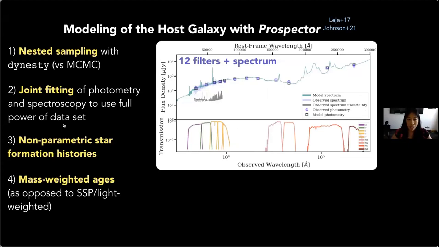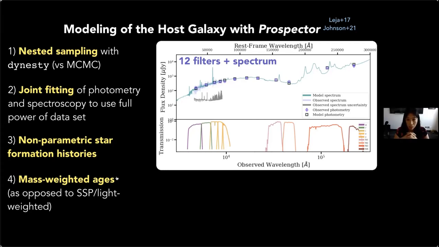So we undertake a full modeling of the host galaxy with Prospector. This is the one slide that I'll kind of geek out a little bit on modeling, stellar population modeling techniques, because I just want to highlight a couple of things that we're doing differently from the current transient community. And so this is a 12 filter plus a spectrum fit with Prospector, and we undertake nested sampling with Dynesty versus MCMC. So that actually has the advantage of not being as sensitive to your priors and not falling into solutions that may or may not be real. We also perform joint fitting of the photometry and spectroscopy to use the full power of the data set, as there's a lot of information encoded in the spectrum itself.